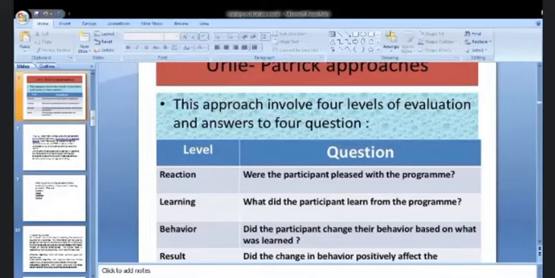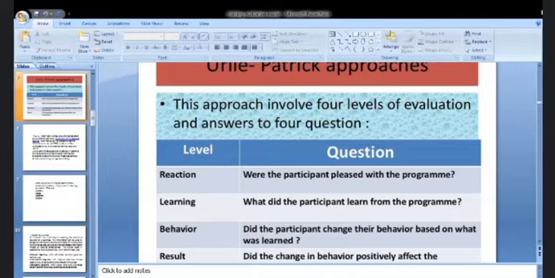Yes, dear students, in the previous video we discussed the Kirkpatrick four levels of evaluation. They are reaction, learning, behavior, and results. Reaction is whether the participants are pleased with the program. Reaction addresses issues like whether the participants are satisfied with the program.